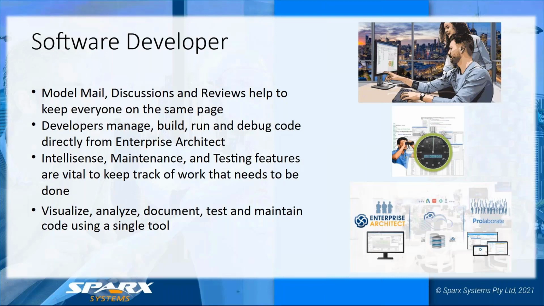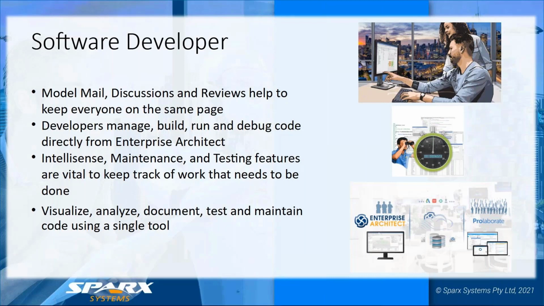So a software developer uses model mail, discussions, and reviews to help keep everyone on the same page. Developers can manage, build, run, and debug code directly from Enterprise Architect. In Tom's presentation, he talked about searching for IntelliSense, but software developers use IntelliSense, maintenance, and testing features, and they're vital to keep track of the work that needs to be done.